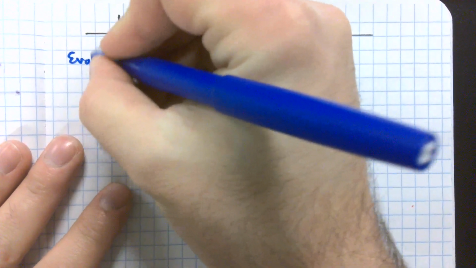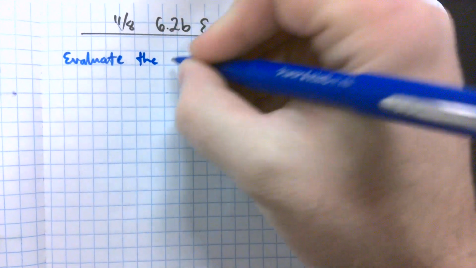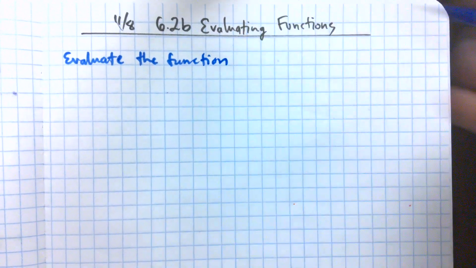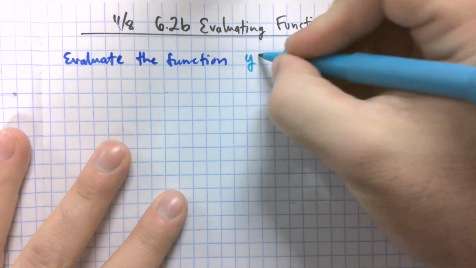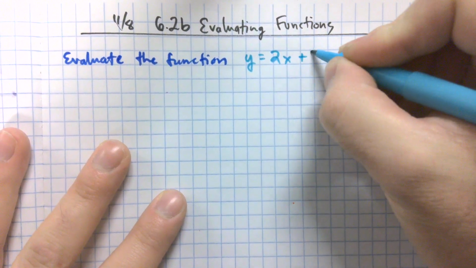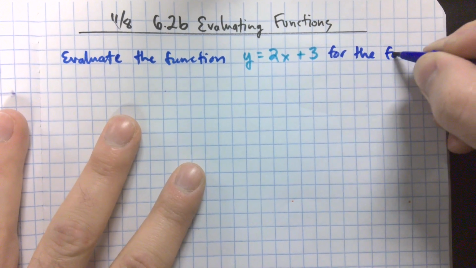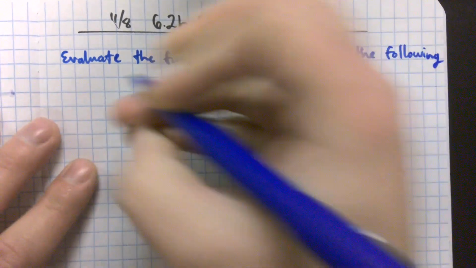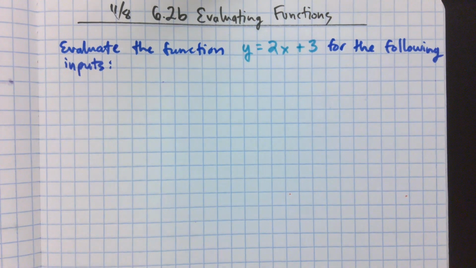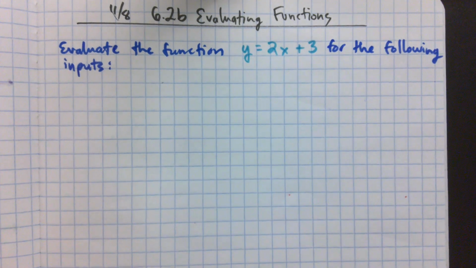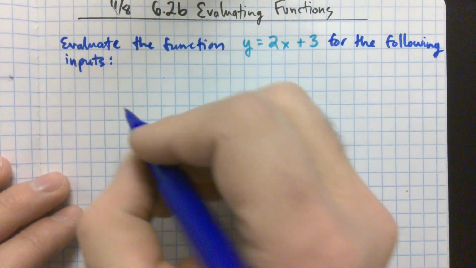So evaluating is just a fancy word for solve. So what we're going to do here is evaluate the function y is equal to 2x plus 3 for the following inputs. And we're going to make a table here.